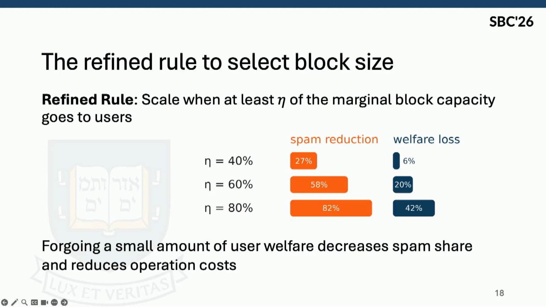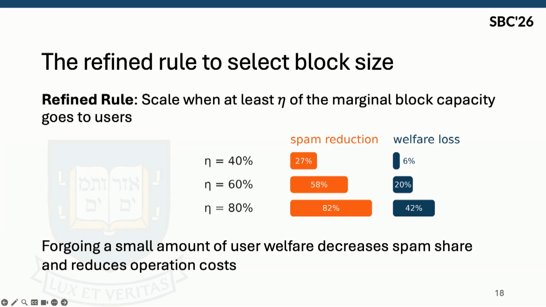I pick some sample parameters here of different choices of eta. If eta, for example, equals 40%, which means 40% of the marginal block capacity goes to users, it will reduce spam by 27% when compared to the B-flat rule, the baseline rule, and the welfare loss is only 6%. And when eta, for example, equals 80%, then you reduce spam by 82%, while only resulting in a 40% welfare loss. So the takeaway here is that if you are willing to forgo a small amount of user welfare, it will decrease more spam and reduce the operational cost because the block size is essentially smaller.